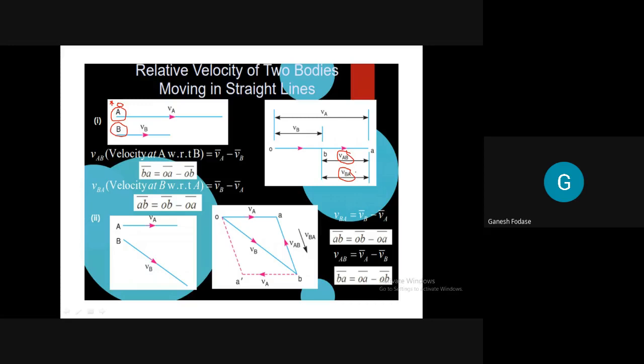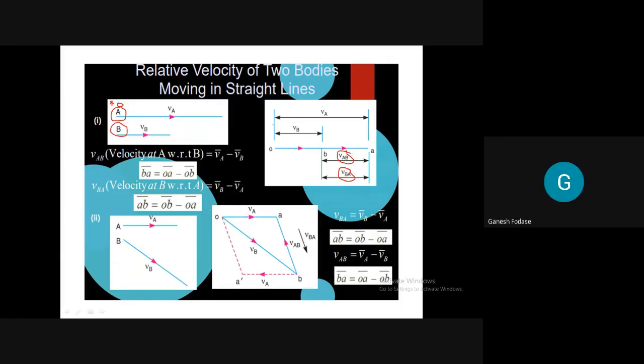When I'm defining velocity of any body with respect to another moving body, it is called a relative velocity. Understand or not? And if I'm defining velocity of A with respect to B, but B is fixed, then the velocity is called an absolute velocity. That's what absolute velocity is.